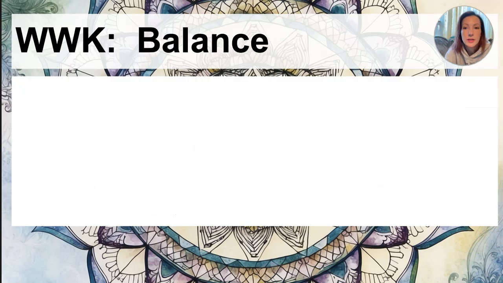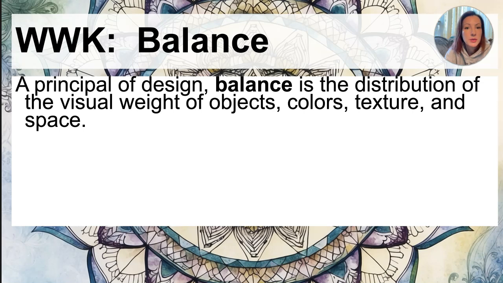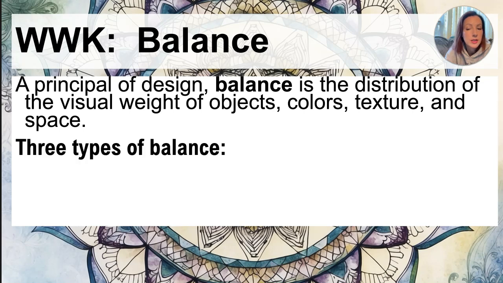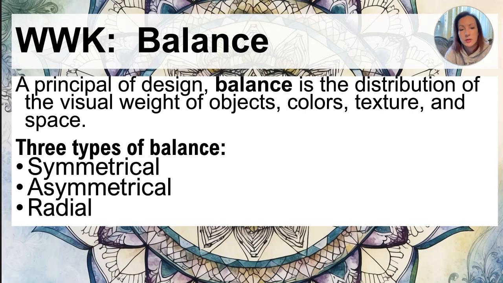Our word worth knowing is balance. Balance is a principle of design that refers to the visual weight of objects, colors, texture, and space in an artwork. So there are three types of balance. There's symmetrical, asymmetrical, and what we're going to focus on, radial.